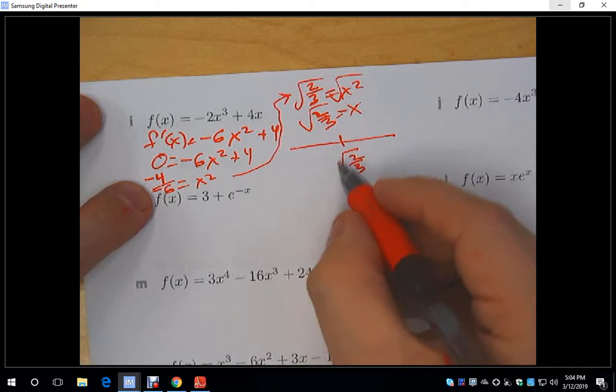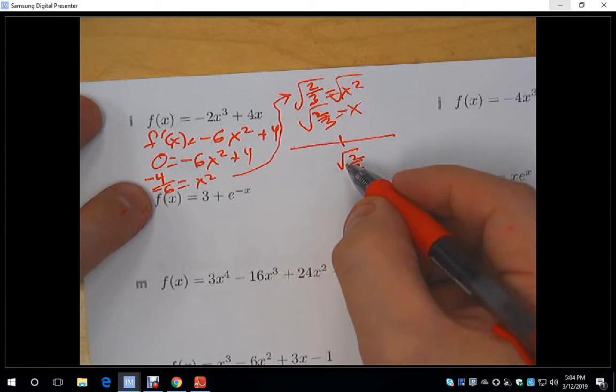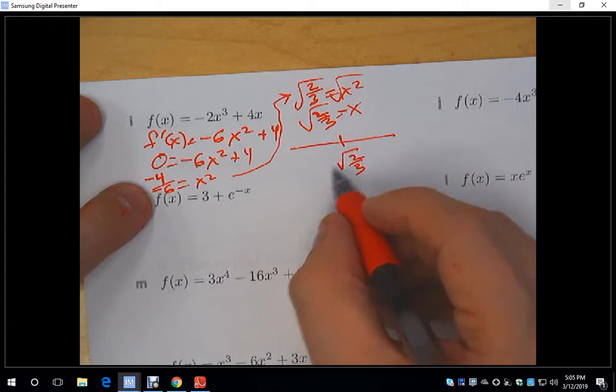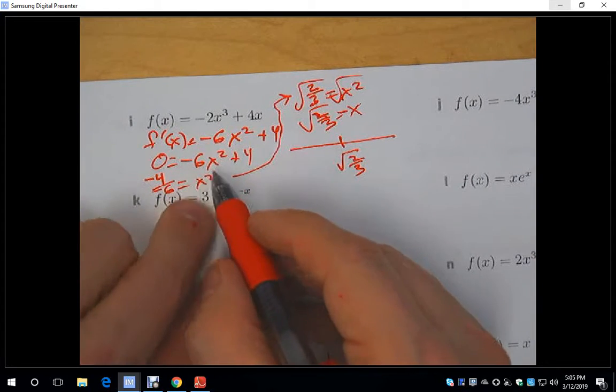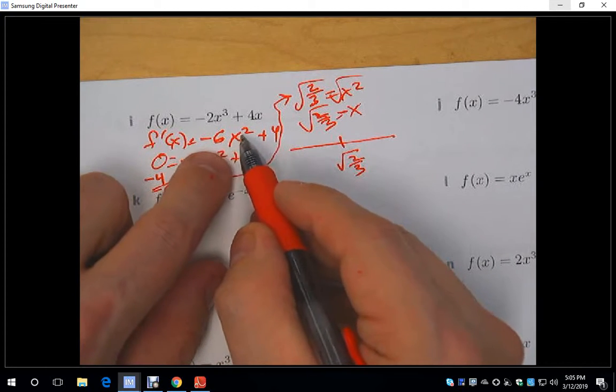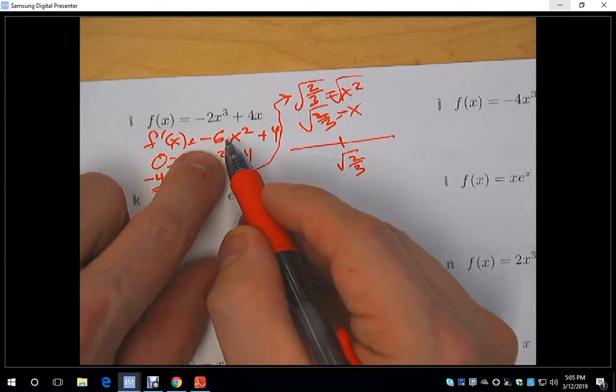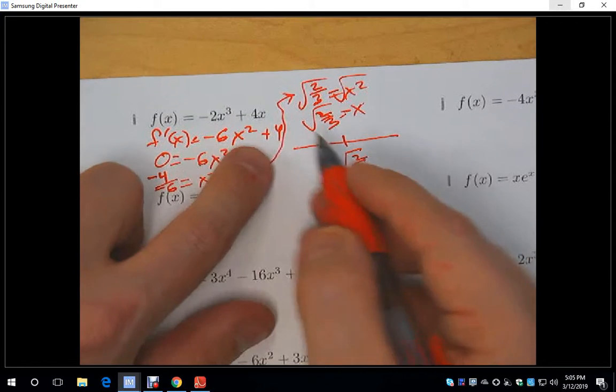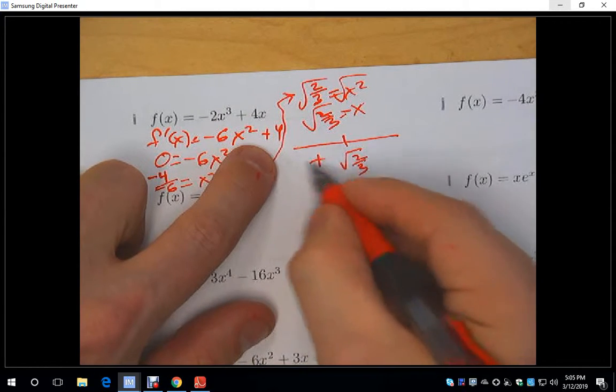Now what's happening on the left-hand side of the square root of 2/3? Well, let's try 0. 0 is going to be an easy number to plug into our slope. So I'm going to plug in 0 here. So I have 0 squared, that's 0. And 0 times negative 6 is 0. And so I have this plus 4, so that's going to be positive. We're positive on this side.